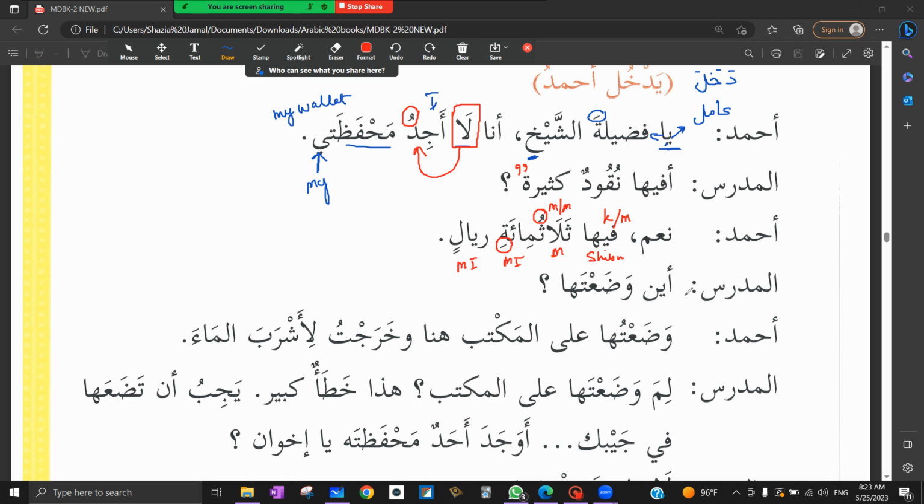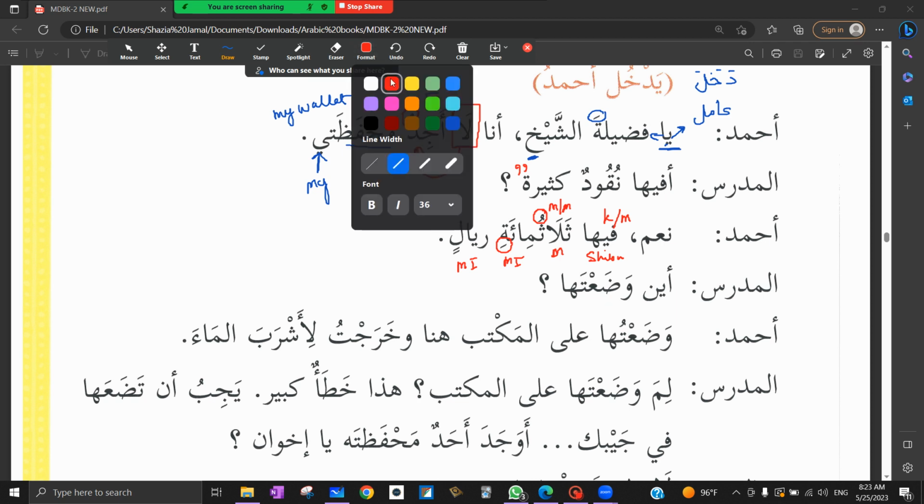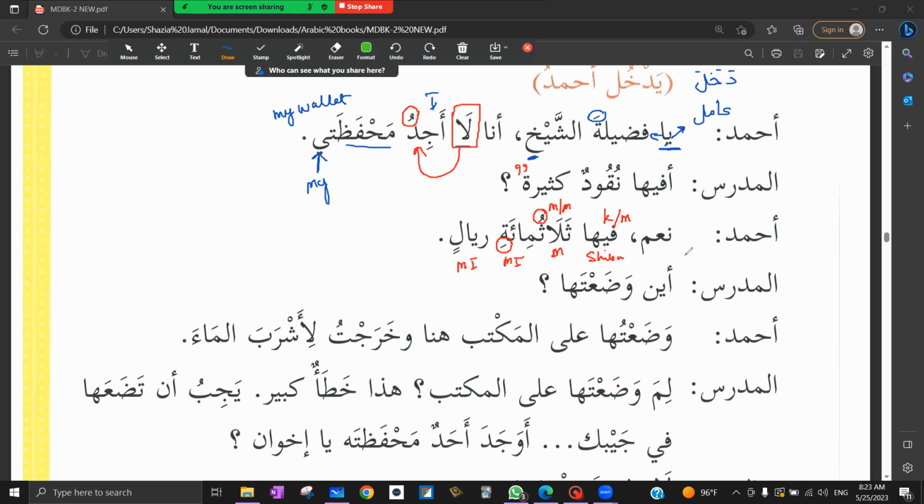And the teacher says, Aina wada'taha. Aina wada'taha. What is the verb here? The verb here is wada'a, to put. Where did you keep it? Why is it ha here? Ha, damir is for mahdhafa, the correct spelling is mahdhafa with the ta marbuta. So it is a feminine noun. That's why this ha damir is used.